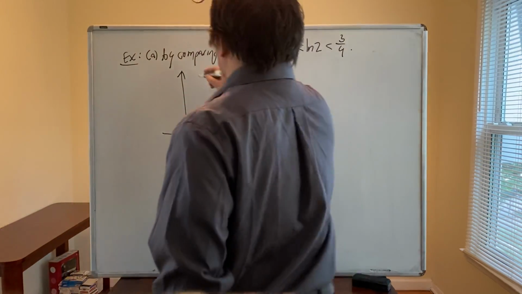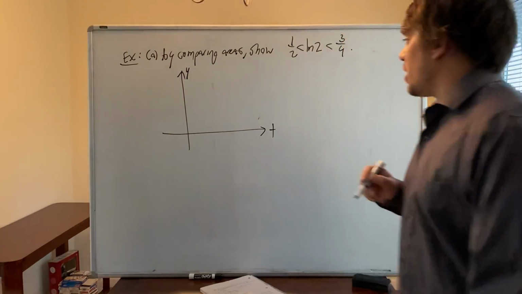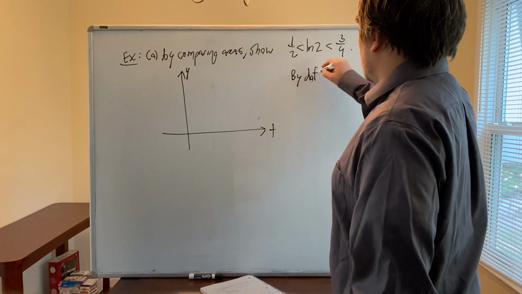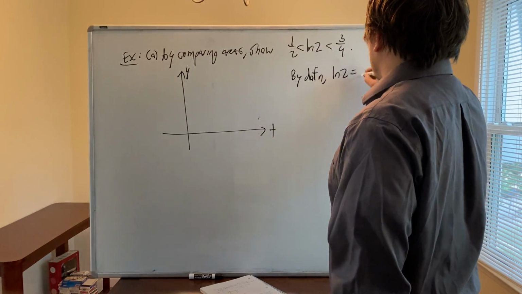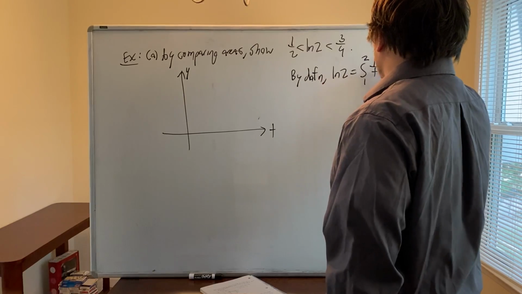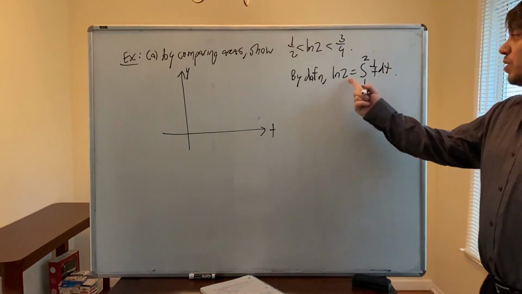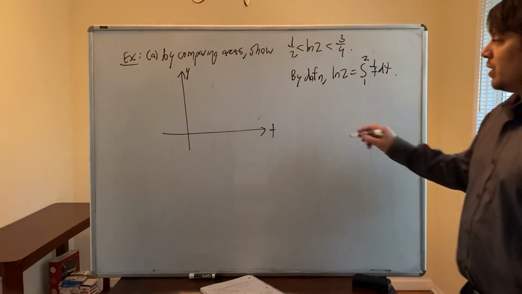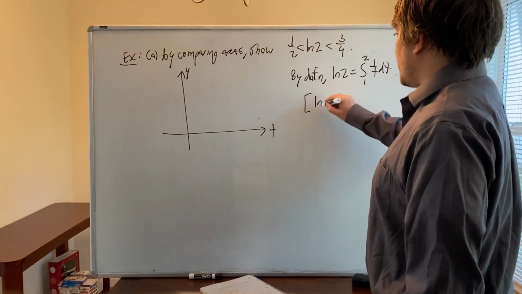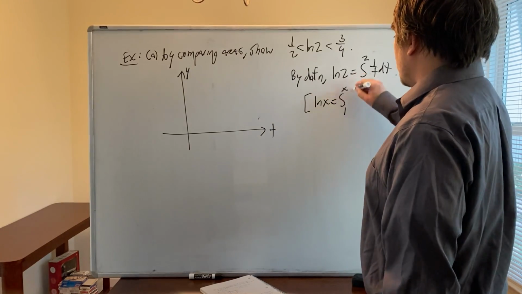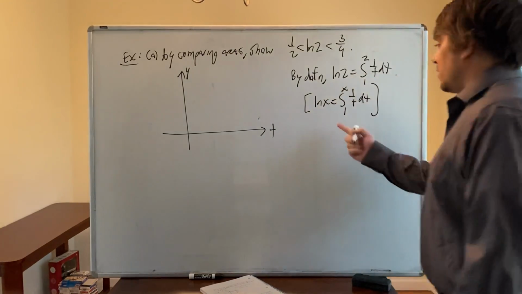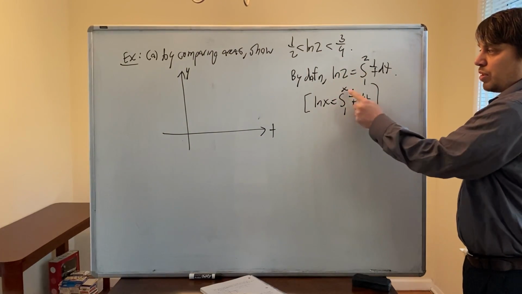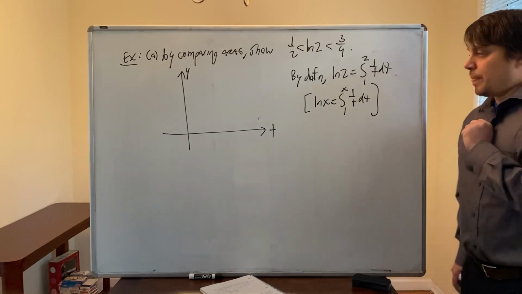Let's look at the area that corresponds with ln of 2. Right, so by definition, ln of 2 is the integral from 1 to 2 of 1 over t dt. I just substitute 2 for x. Right? The definition of ln of x is that ln of x is the integral from 1 to x of 1 over t dt. That's the definition of ln of x. So ln of 2 is just putting a 2 there. Okay.